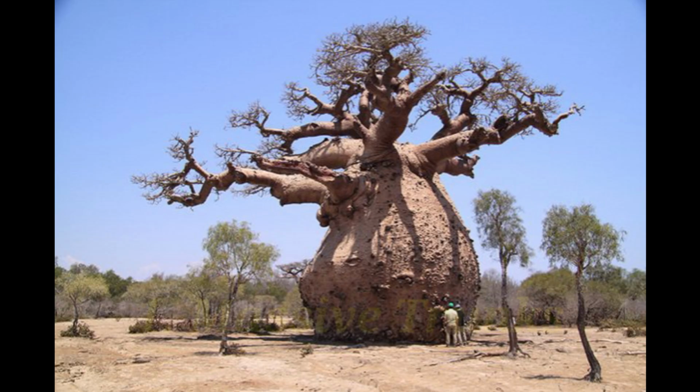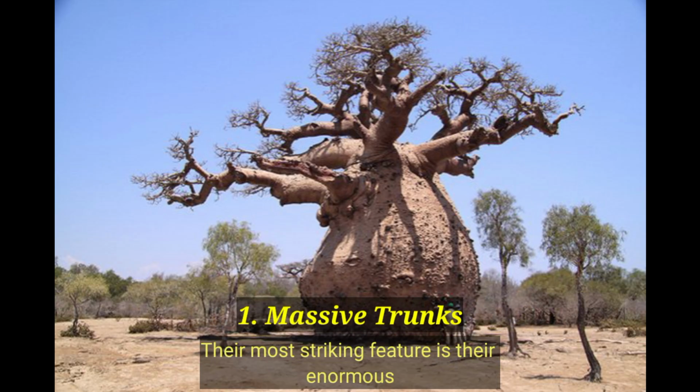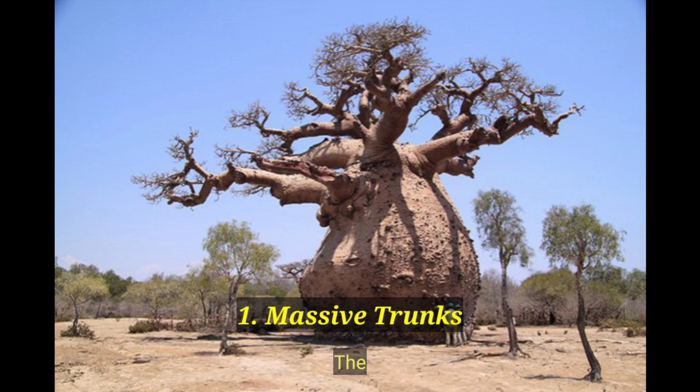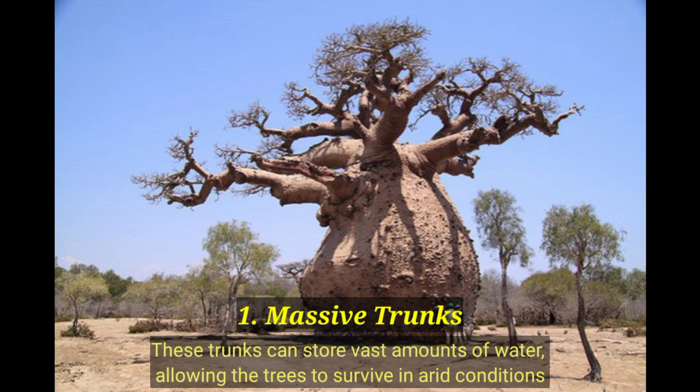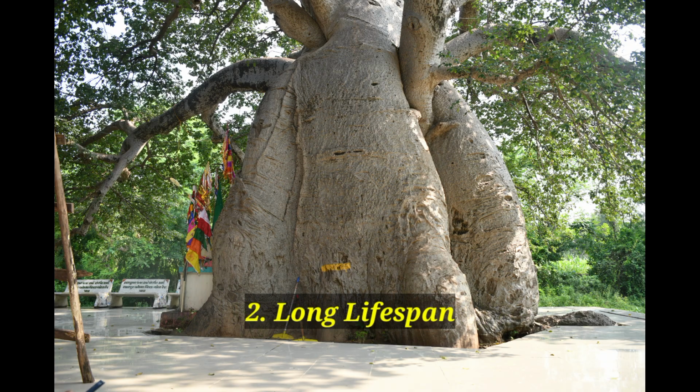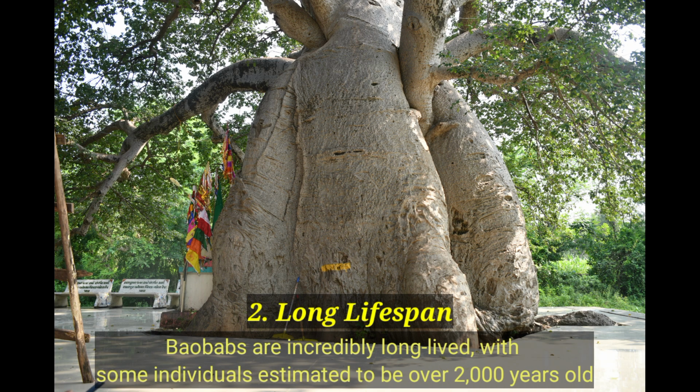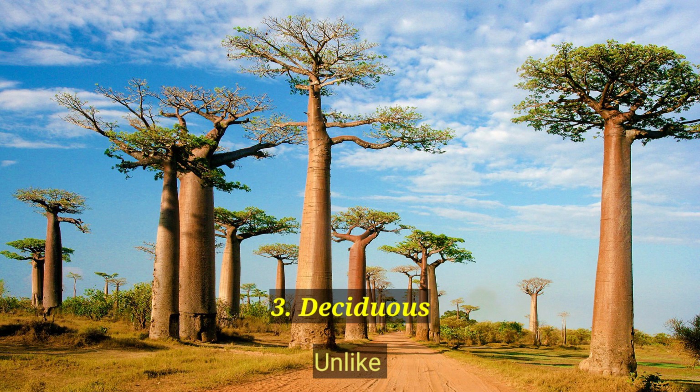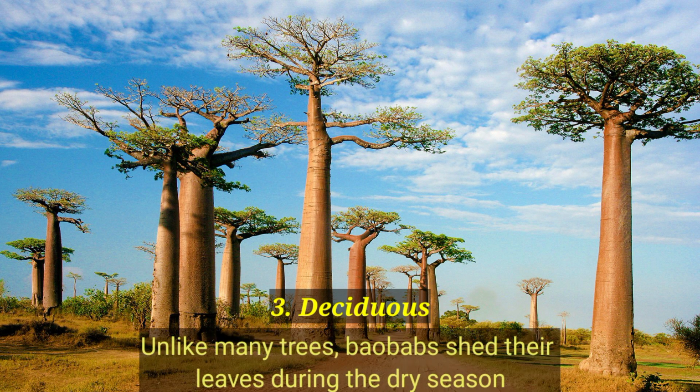Unique features. Massive trunks. Their most striking feature is their enormous, bottle-shaped trunks. These trunks can store vast amounts of water, allowing the trees to survive in arid conditions. Long lifespan. Baobabs are incredibly long-lived, with some individuals estimated to be over 2,000 years old. Deciduous. Unlike many trees, baobabs shed their leaves during the dry season.